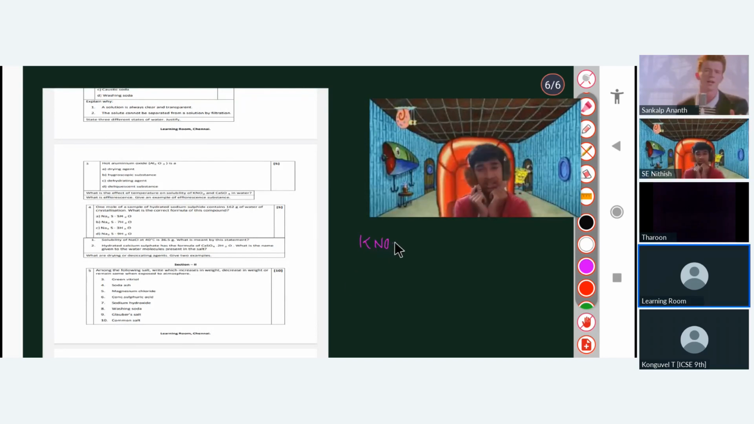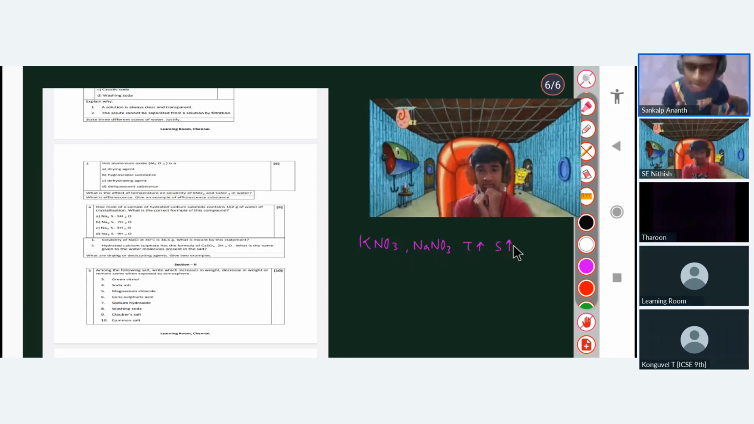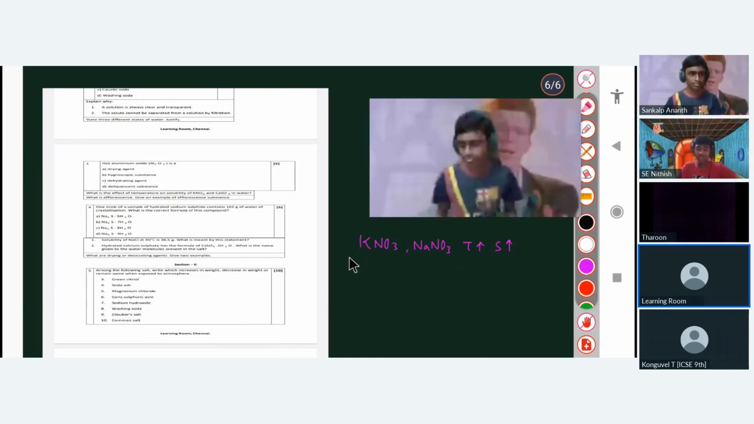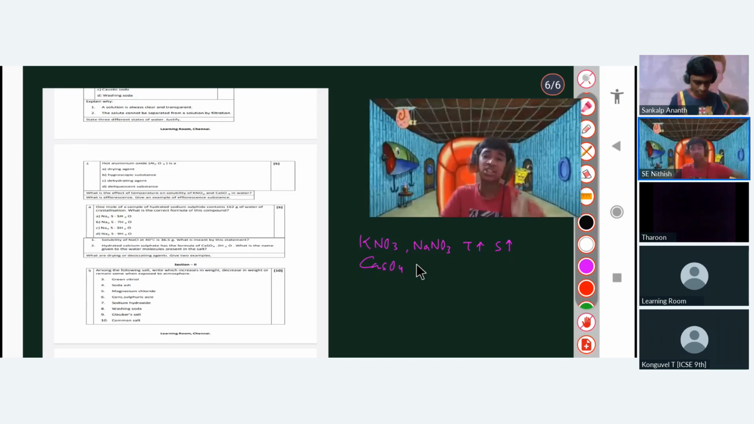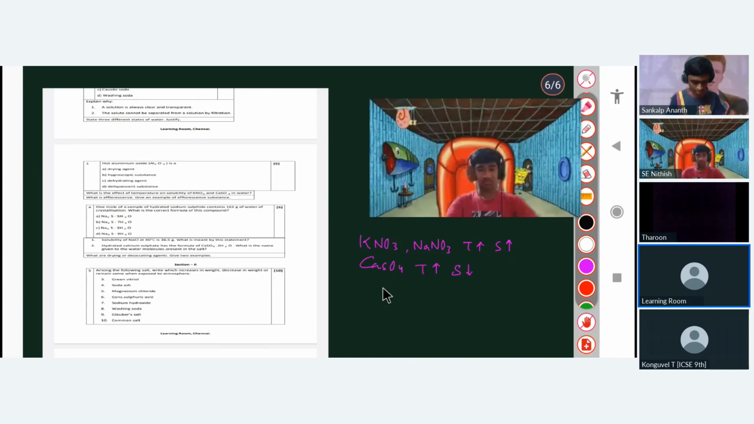Whenever we have potassium nitrate and sodium nitrate, I have already told you that if you just increase the temperature, solubility will also increase, right? Exactly, solubility will be very high. For CaSO4, when temperature increases, solubility decreases. We have studied this in the last lecture, right? And I have given you one more salt.